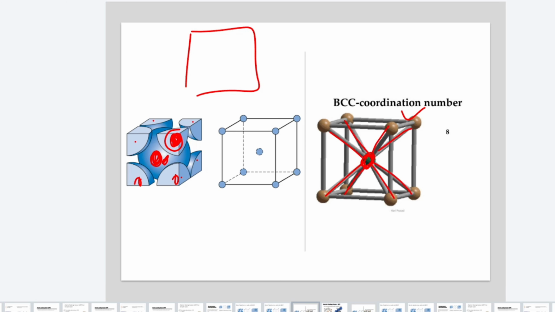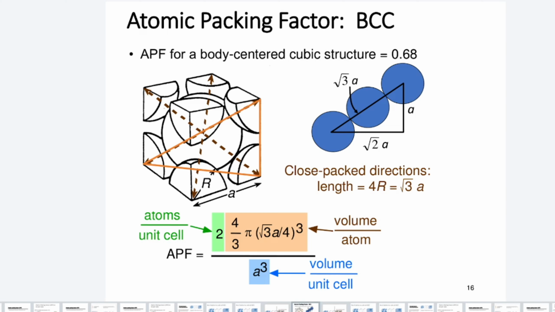Now the atomic packing factor, we have to find out how closely the atoms are packed there. So we will use the same formula. The formula is the volume of the atoms within the unit cell divided by the total volume of the unit cell. So within the unit cell, first thing, how many atoms do we have? 2. Each atom is represented by a sphere, so sphere volume is 4 by 3 pi r cube. But the question is how r is equal to root 3 a divided by 4. This is the important thing we have to understand.